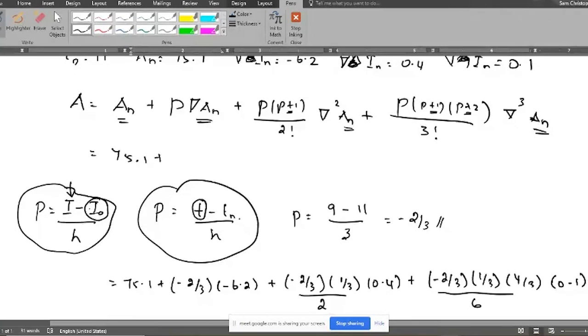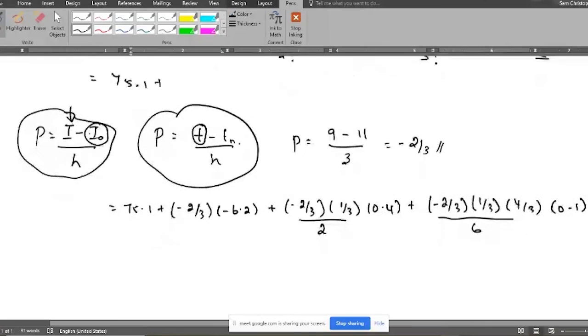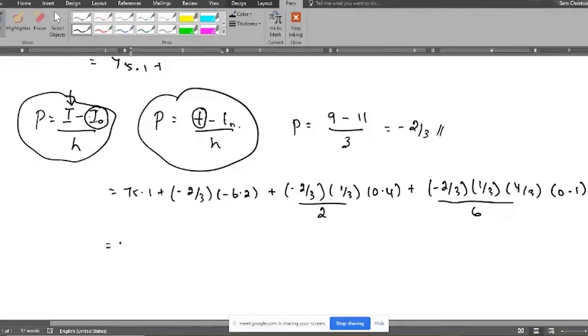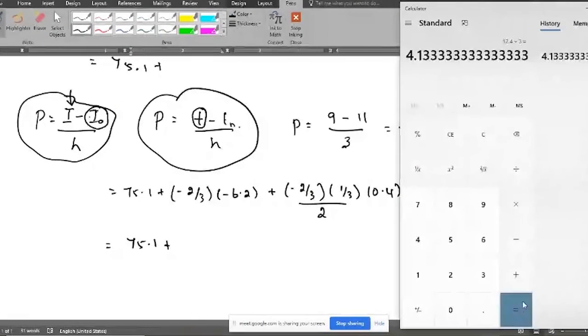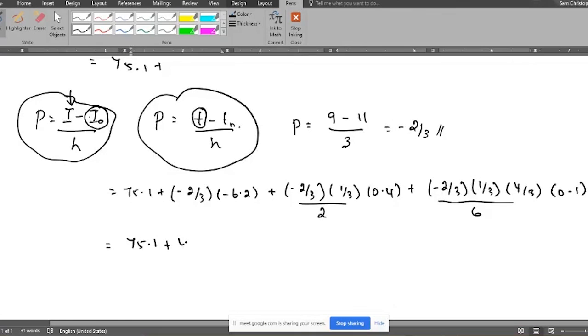Final value. We need to find the value for this, adding the terms we get the value. So 75.1, minus into minus gives plus, 2 by 3 multiplied with 6.2. What's the value? 12.4 divided by 3, which is 4.1333.